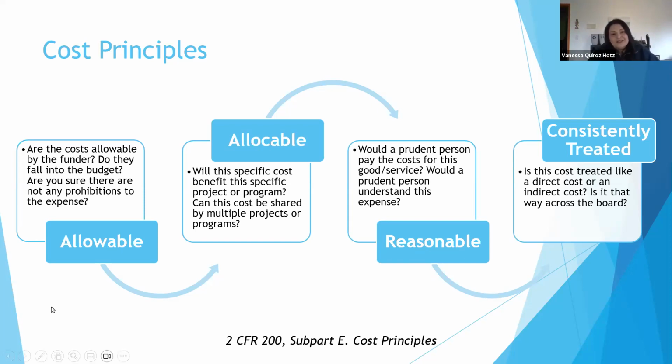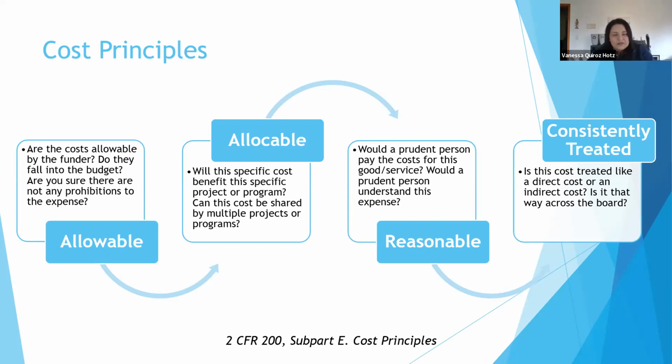The last one, and this one definitely, I know, is always a conversation piece. Is this expense consistently treated by your organization? And that can be difficult. It's a lot harder when you don't have what Angela had talked about, a federally negotiated indirect cost agreement. If you don't have one of those, this can be difficult because what this says is that you treat costs similarly. For example, office supplies.